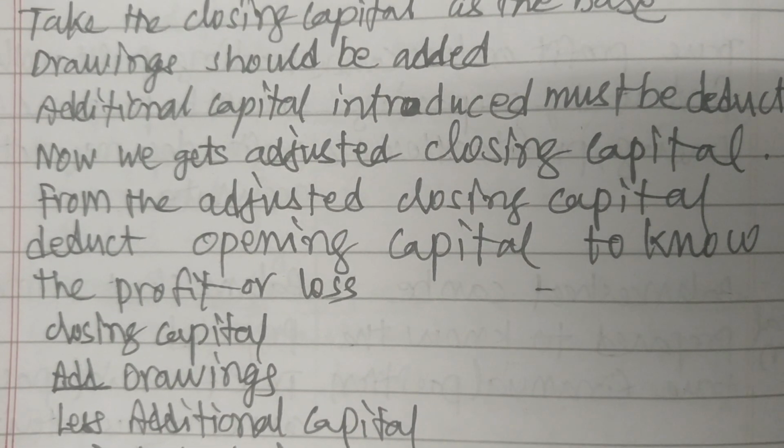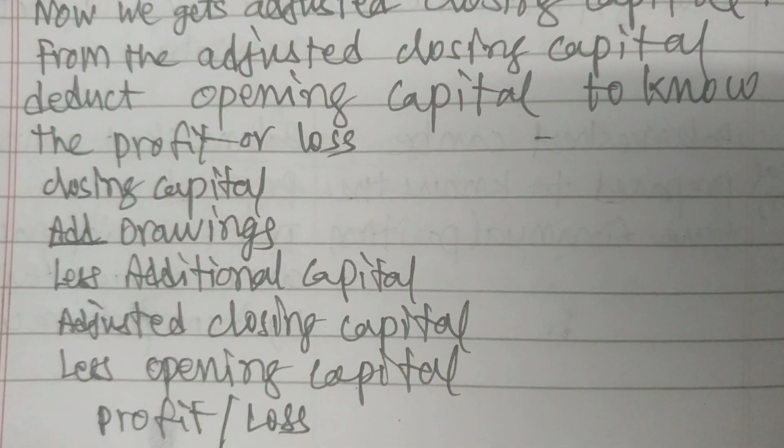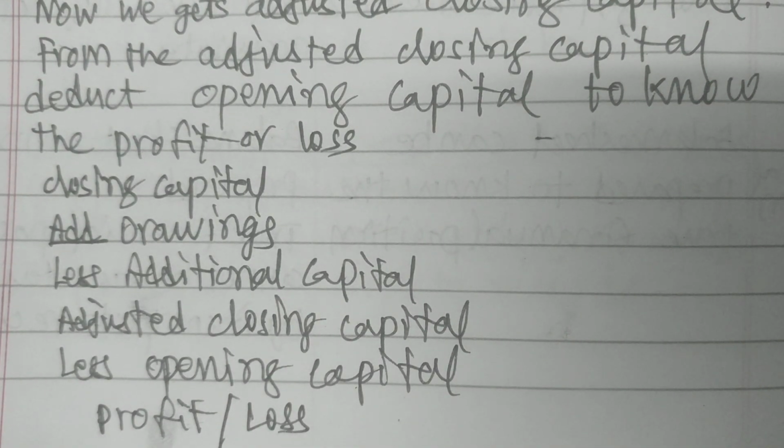That is, closing capital, add drawings, less additional capital, we get adjusted closing capital, less opening capital. Now we get profit or loss.